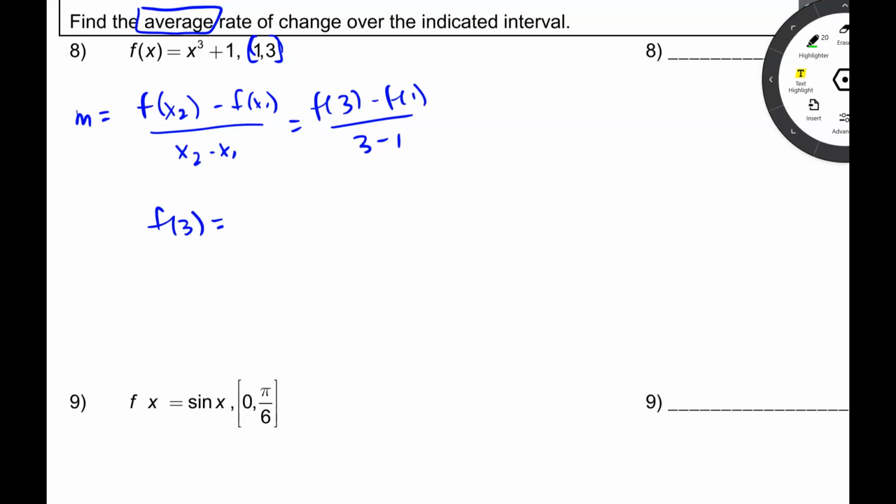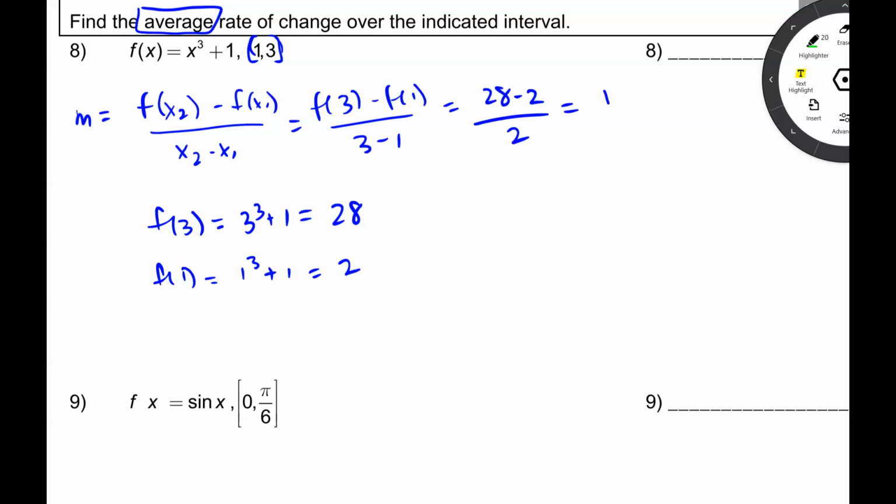I like doing my work down here because otherwise it gets pretty messy writing everything up above. 3 cubed plus 1, so 27 plus 1 is 28. F of 1, 1 cubed plus 1, so 1 plus 1 is 2. So I have 28 minus 2 over 2. 26 over 2 is 13. And we don't have the units.